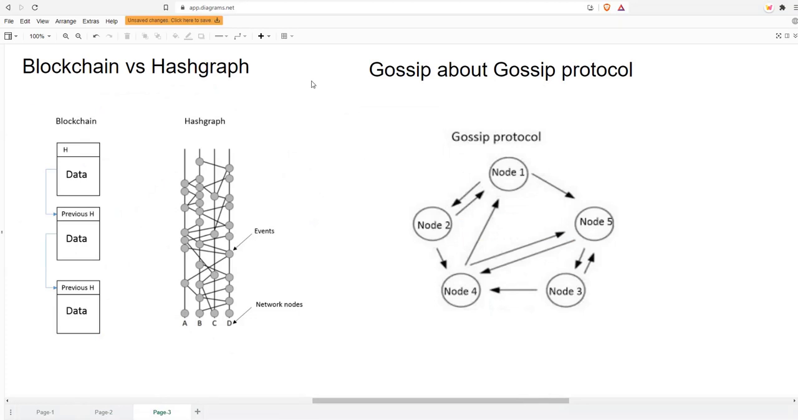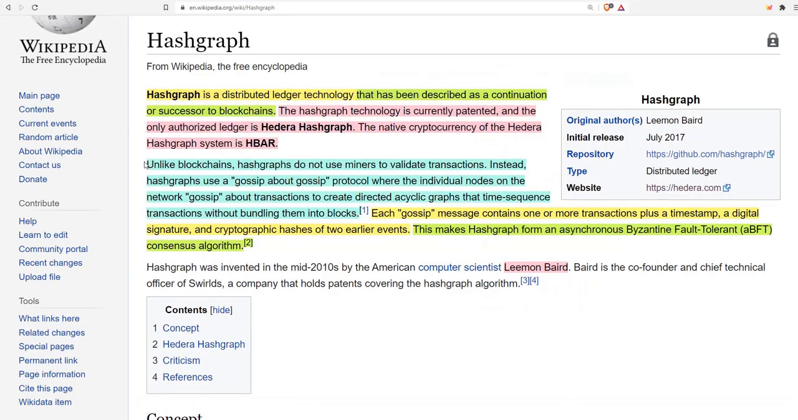So here is blockchain versus Hashgraph. Let's discuss the technical definition and the purpose of the hash graph here. Unlike blockchains, hash graphs do not use miners to validate transactions. Instead, hash graphs use a gossip about gossip protocol where the individual nodes on the network gossip about transactions to create directed acyclic graphs that time sequence transactions without bundling them into blocks.